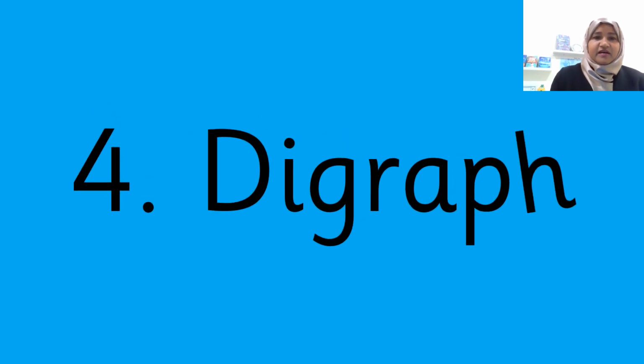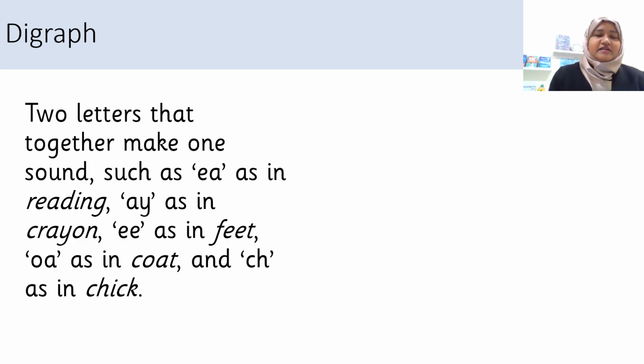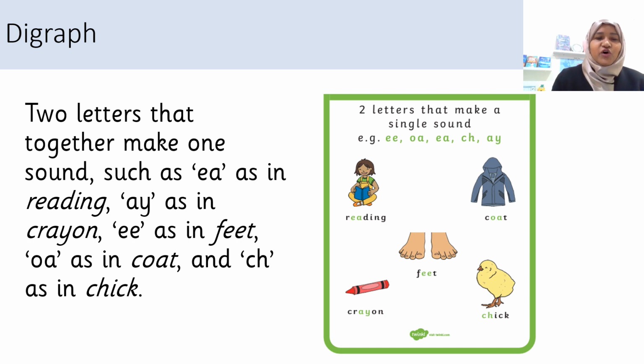Digraph. Digraphs are 2 letters that together make one sound, such as EA are 2 letters, but it makes the E sound, as in reading, and AW, as in crayon, makes the A sound. Double E, E as in feet, and OA, O as in coat, CH as in chick.